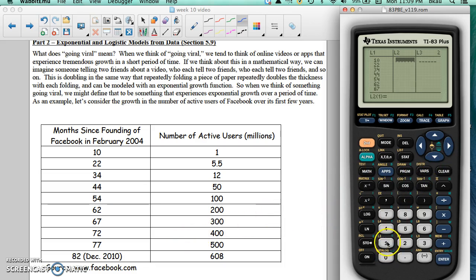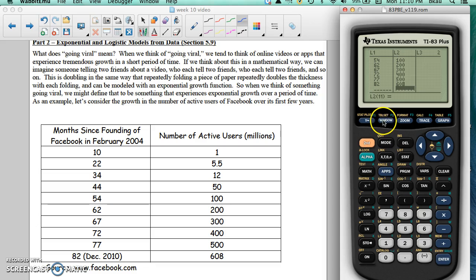We're going to go over here and put in how many active users we had in millions. 1 for the first one, 5.5 for the second one, 12 for the third one, 50 for the next one, 100, 200, 300, 400, 500, and 608. Alright, and they should line up here, so if they're matching, we have a good chance we entered in the data correctly.